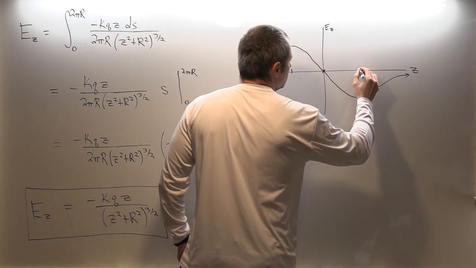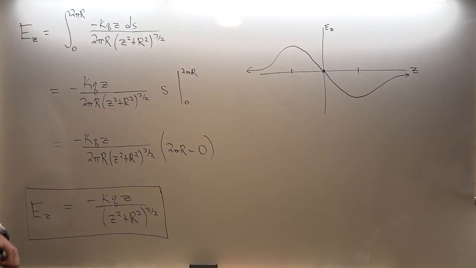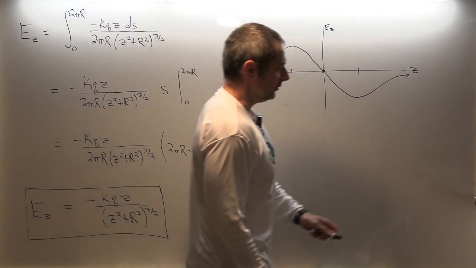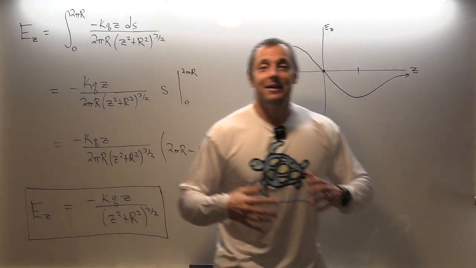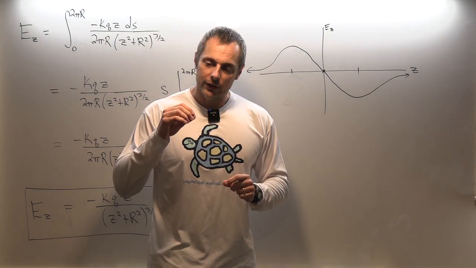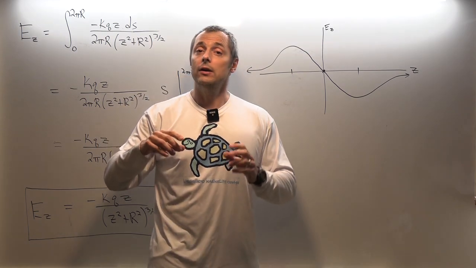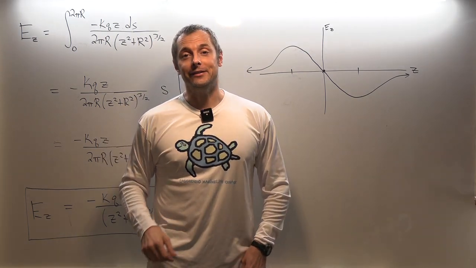Sometimes you have to find these maximums by taking the derivative of this with respect to z, setting it equal to 0. That comes up later in example problems. So that's it for today. The electric field of a ring: you always use kq over r squared to find one vector, pick the component, and integrate to get the total.